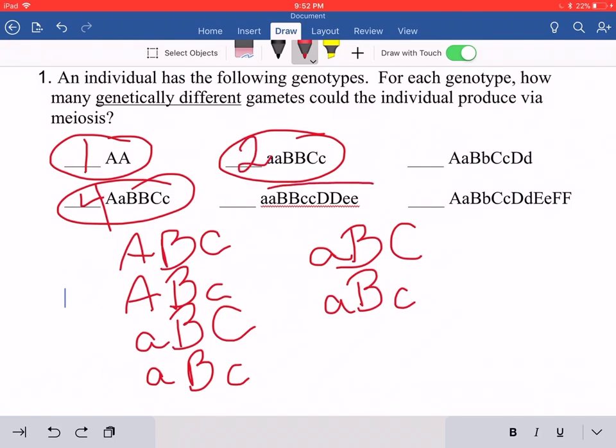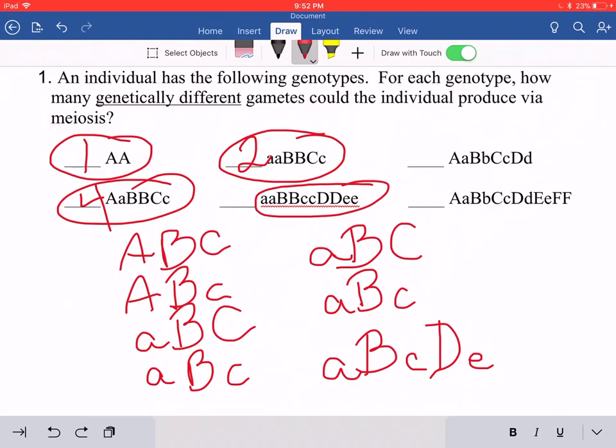If we take a look at this individual, in the A's, it can only pass on a little a. For the B's, it can only pass on a big B. For the C's, it can only pass on a little c. For the D's, it can only pass on a big D, and for the E's, it can only pass on a little e. Now, there are no heterozygote conditions for any of those genes, and because of that, we see that there's only one genetically different gamete that can be produced.